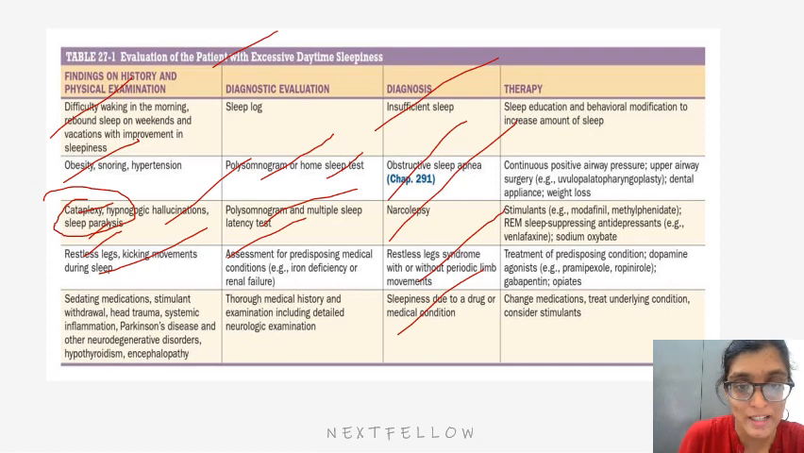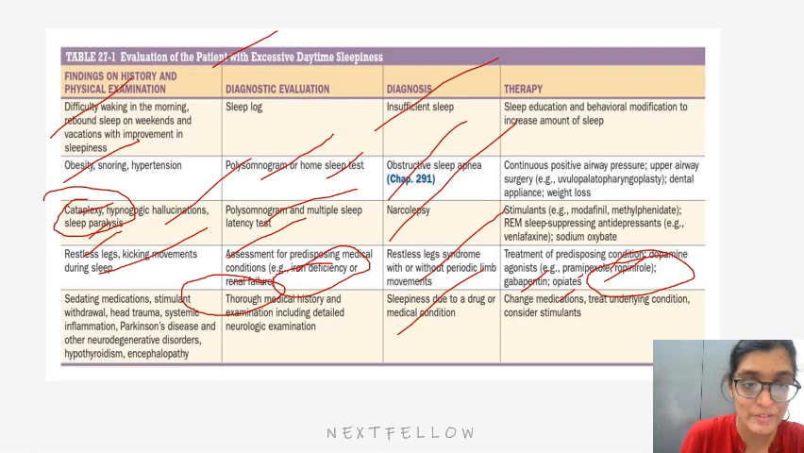Assessment for predisposing medical conditions is very important, that is iron deficiency anemia and renal failure. The treatment is a dopamine agonist like pramipexole and ropinirole. This is important, many times asked as an MCQ. Gabapentin and opiates. So ropinirole is very important. Then sedating medications, stimulant withdrawal, head trauma, systemic inflammation, Parkinson's disease and other neurodegenerative disorders, hypothyroidism and encephalopathy.